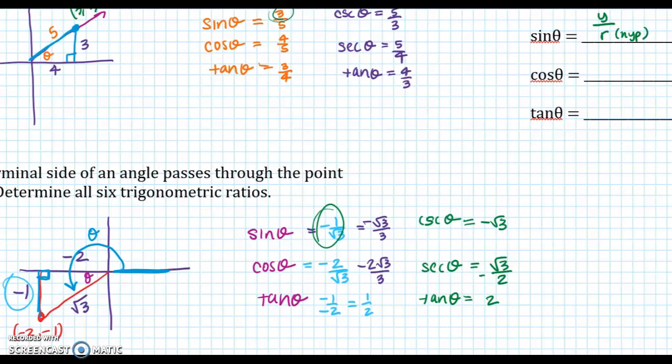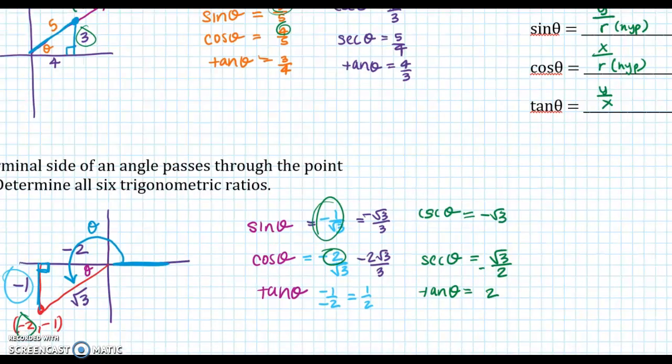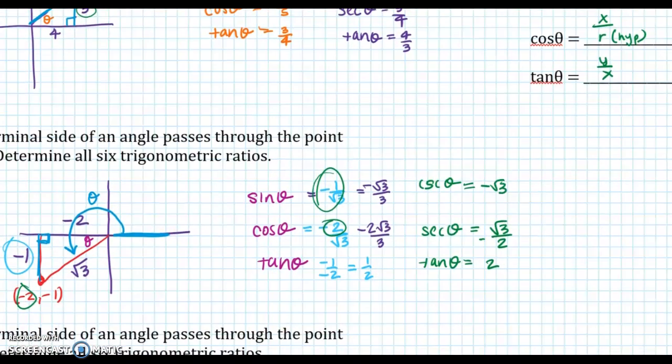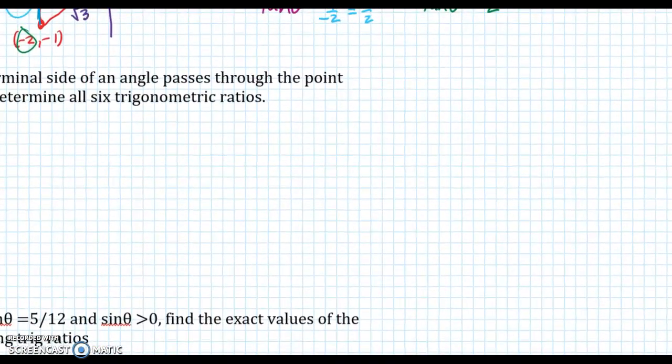Your cosine was the same as your x value over the radius of your circle or your hypotenuse. And then your tangent was just y over x. So when you do these on your own, if you remember this pattern, you actually don't have to draw the picture, but it's nice to get in the habit of drawing the picture.